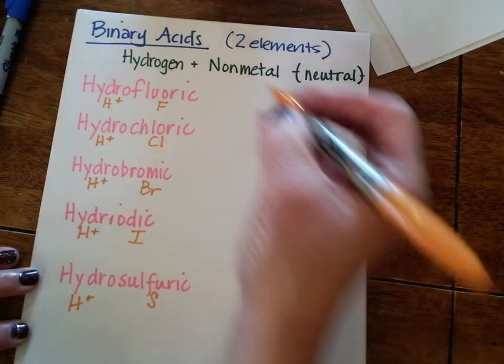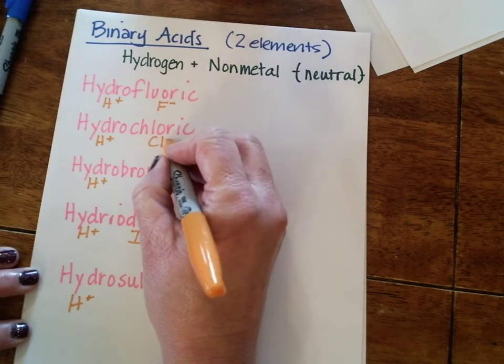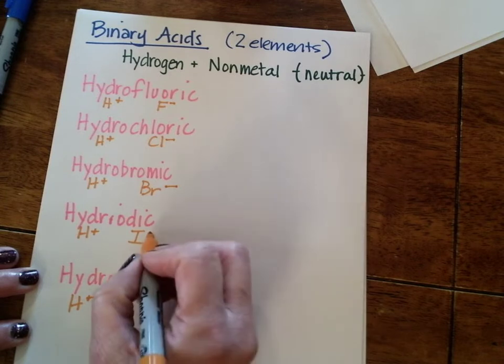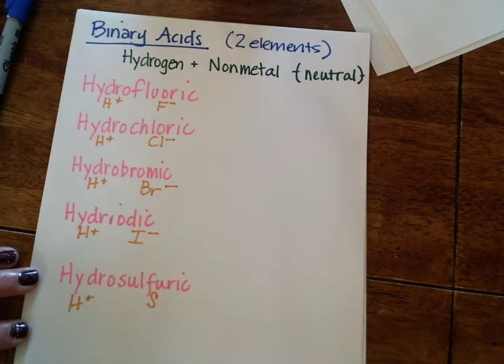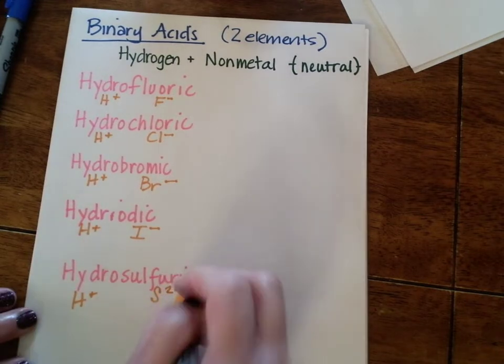Fluorine is a halogen in group 17, so it's a negative. Chlorine's right there with it, a negative. Bromine, if you look, is a 1 negative. Iodine is a 1 negative. Sulfur is the only one that's a little bit different. When it forms an ion, it forms the ion sulfide, which has a 2 minus charge.